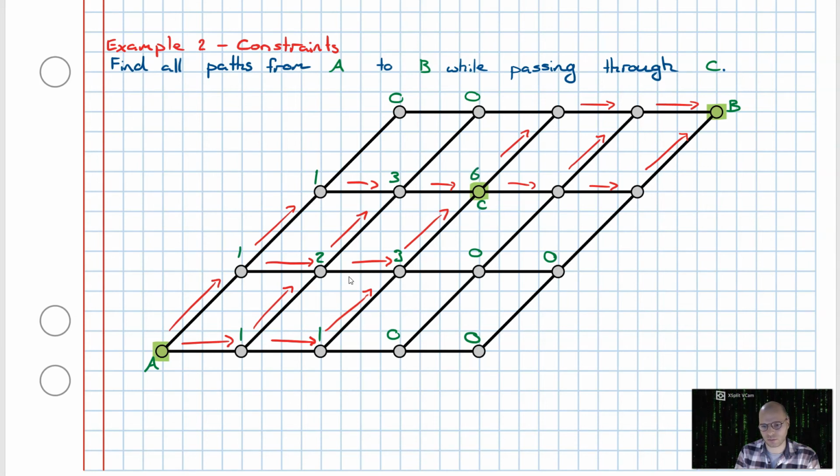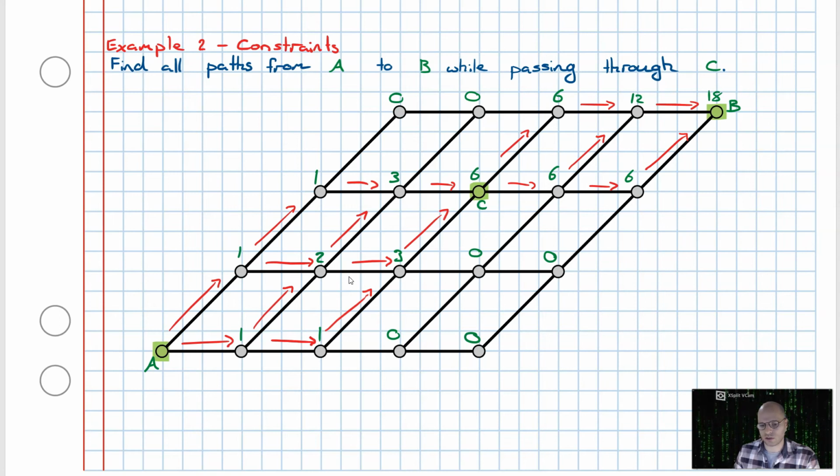So all paths have to pass through C. From there, we're going to get a 6 up here and a 6 here. And then we're going to go 12 over here. Still 6 over here. And finally, the amount of paths that lead to B are going to be 18 unique paths.